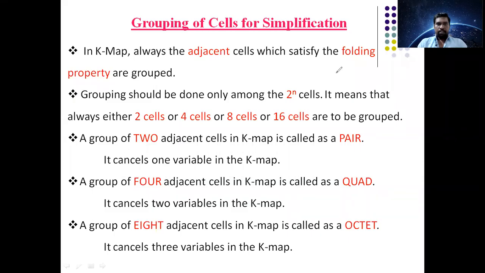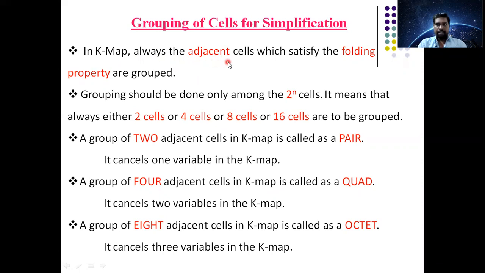So hello everyone. Today in the session we are here to discuss how the grouping of cells is done in the K-map. First we will see the first important point regarding the mapping of cells. In the K-map, remember that always the adjacent cells should be grouped. Always the adjacent cells.